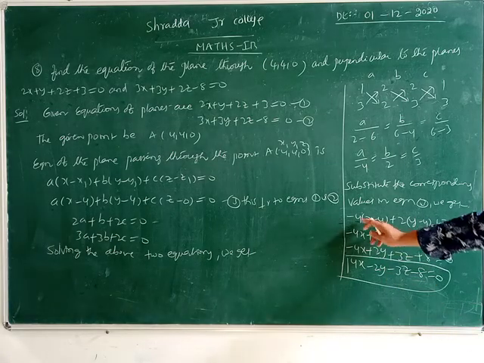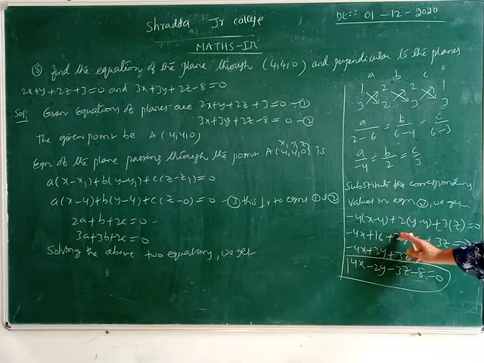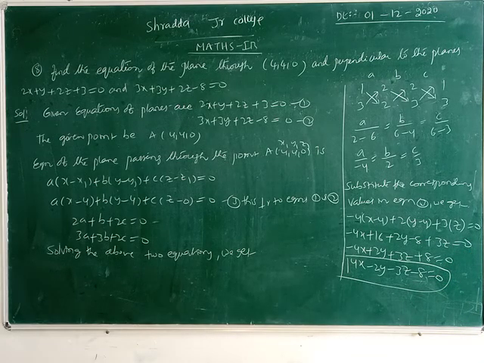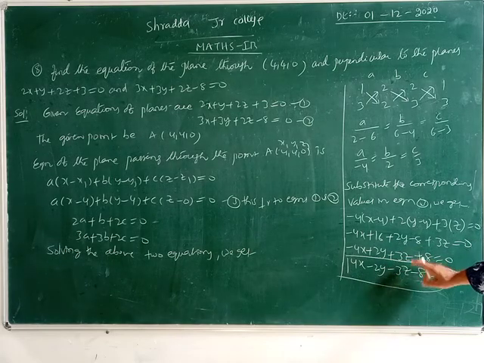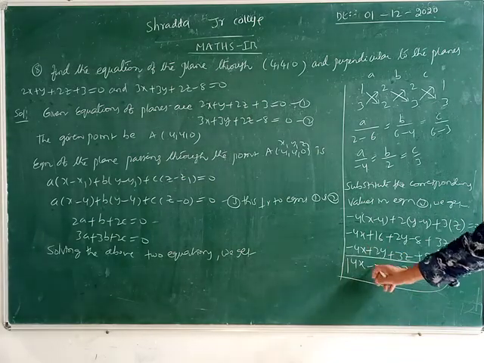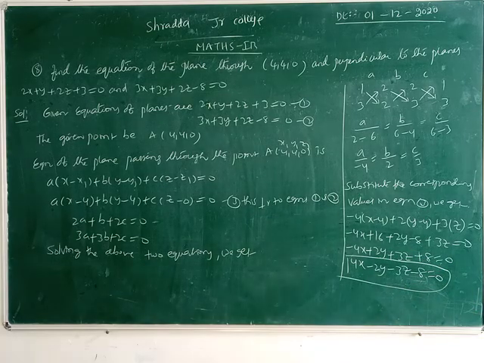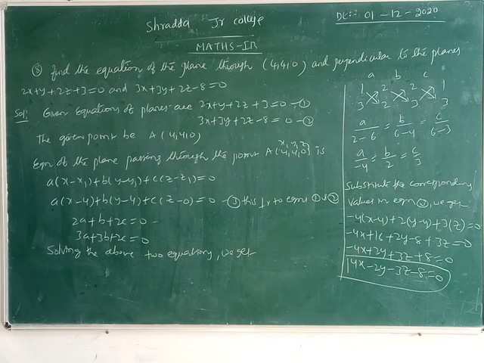Then minus 4x minus into minus plus 16 plus 2y plus into minus minus 2 4 is 8 plus 3z equals to 0. Minus 4x plus 2y plus 3z, 16 minus 8, that is plus 8 equals 0. Multiplying with minus, 4x minus 2y minus 3z minus 8 equals to 0. This is our required equation.